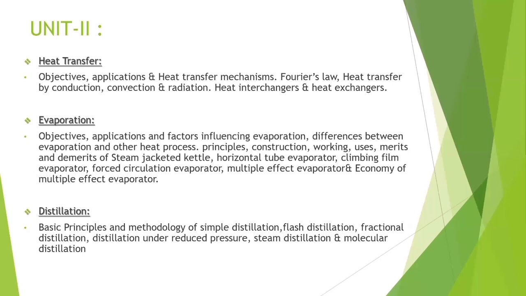Next chapter is the evaporation. In the evaporation topic, we will mainly discuss the equipments which we are going to use for the evaporation process in industries or on a small scale. Mainly we will discuss equipments like the horizontal tube evaporator, climbing film evaporator, or forced circulation evaporator. And also we will discuss the factors influencing the evaporation process, their applications, and differences between evaporation and other heat processes. These also we are going to discuss under the evaporation process.